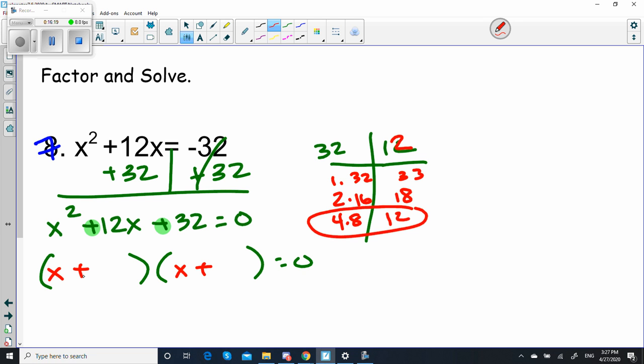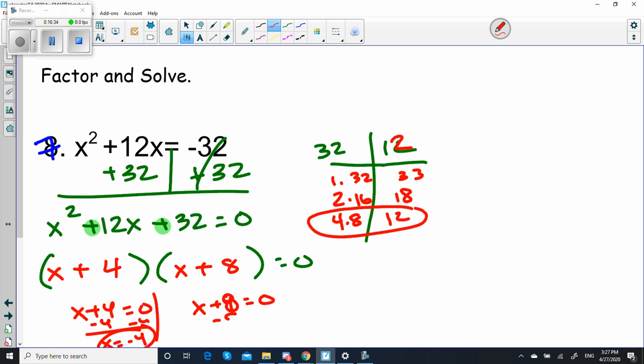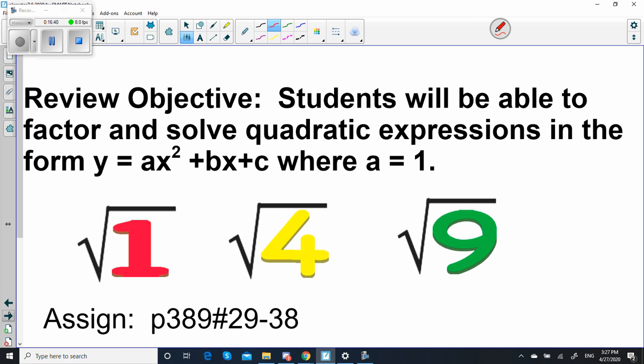So we're going to put x plus 4 and x plus 8. And then we're going to solve them both. So x plus 4 equals 0, and x plus 8 equals 0. So if we subtract 4 here, and we subtract 8 here, our two solutions are negative 4 and negative 8.